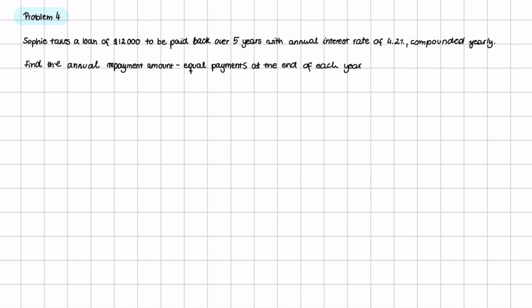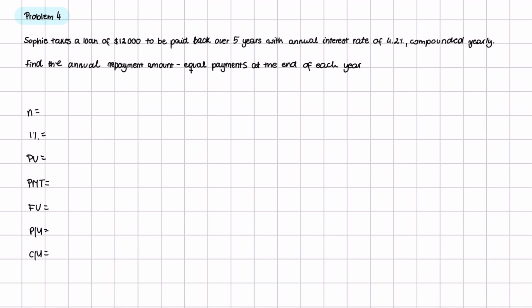And firstly, we can rewrite symbols that we have in our compound interest in our GDC. So firstly, we have a loan of $12,000. So our present value is 12,000 because it is the injection to our, let's say, wallet or account, because we're borrowing this amount of money, and it has to be paid back over 5 years. So our N time is 5 years.